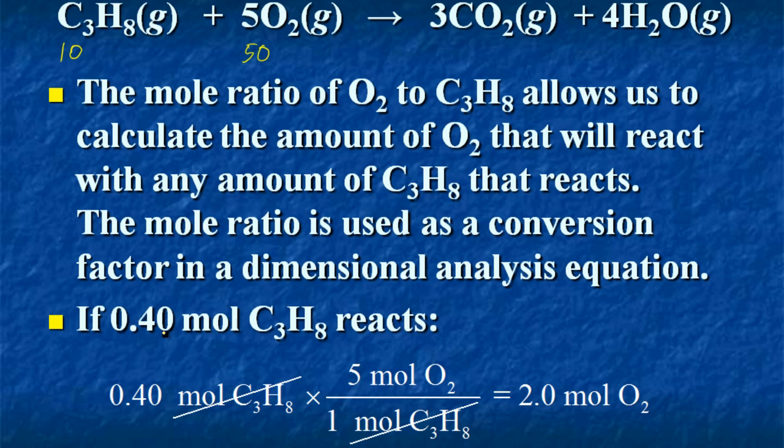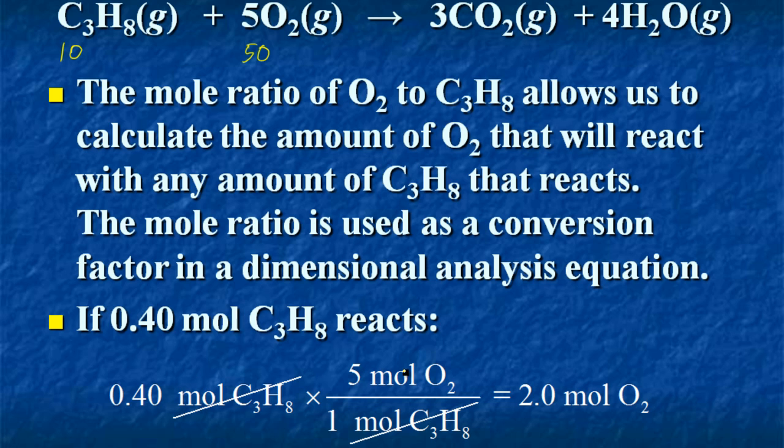Say for example, here I have 0.4 moles of propane. I want to know how many moles of oxygen I need for that reaction. How do we figure that out? Using the mole ratio in a dimensional analysis. So this is what I am given, 0.40 moles of propane, and I am looking for how many moles of oxygen I will require. So that means I should use the mole ratio between propane and oxygen.